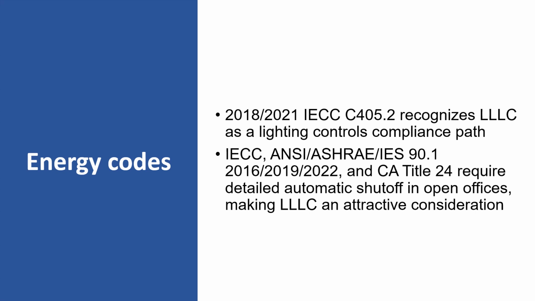While not mentioning luminaire-level lighting controls directly, the 2022 version of ANSI/ASHRAE/IES 90.1 and the 2022 version of California Title 24 Part 6 contain similar requirements for limiting the zone size of occupancy sensing in open offices, which provides opportunities for luminaire-level lighting controls.